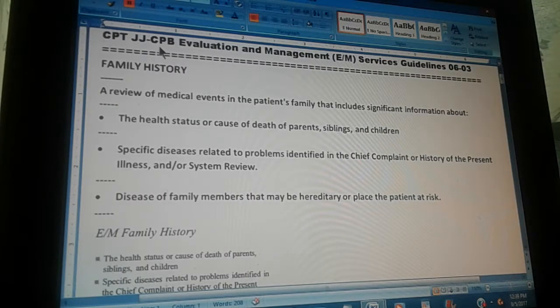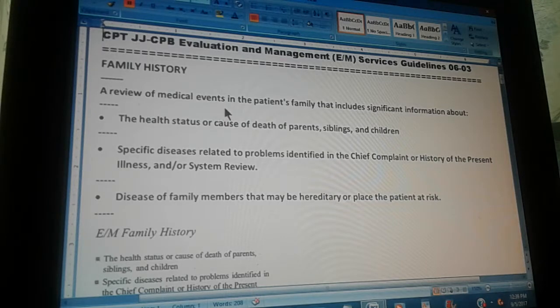All right, CPT, Evaluation and Management, E&M Services Guidelines, page 6, part 3. What are we studying now? Family history, right? This is a part of the evaluation and management service that a doctor provides, when he tries to get as much information from your family medical history as possible. So let's read that.